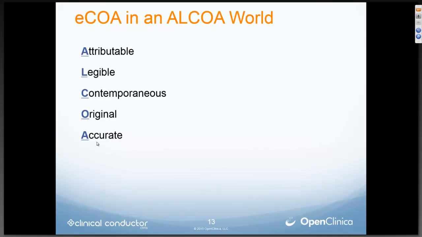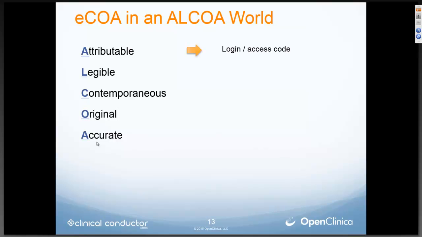So to bring another acronym into the mix here, and this is an acronym that we're probably all familiar with, ALCOA is an acronym used to really describe a set of key principles by which regulators judge data quality around the world. ALCOA stands for attributable, legible, contemporaneous, original, and accurate. So let's briefly see how each of these stacks up in an eCOA setting.